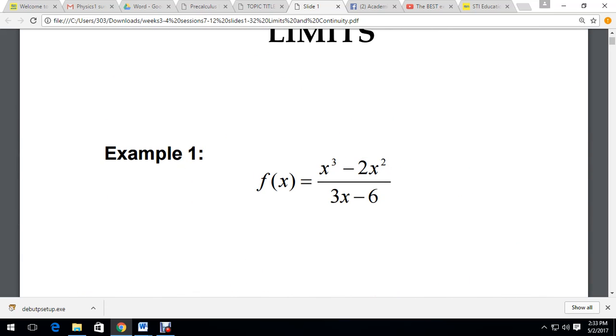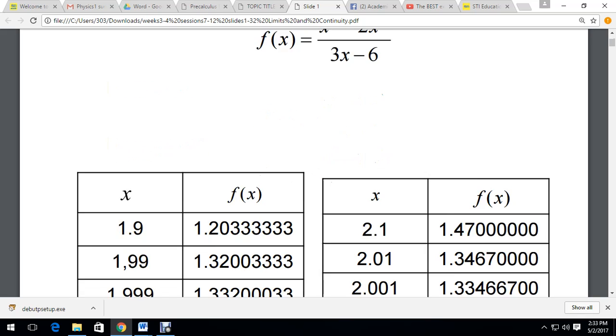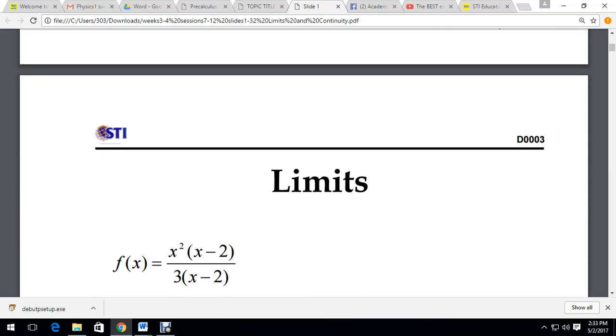Now, first, before we proceed, take note that you have x cubed minus 2x squared in your numerator, and you have 3x minus 6 in your denominator. In the numerator, you have a common factor between x cubed and 2x squared. The common factor is obviously x squared. If we try to factor x squared from here, then what is left in this expression is x minus 2, so that the whole numerator becomes x squared times x minus 2, as we can see here.